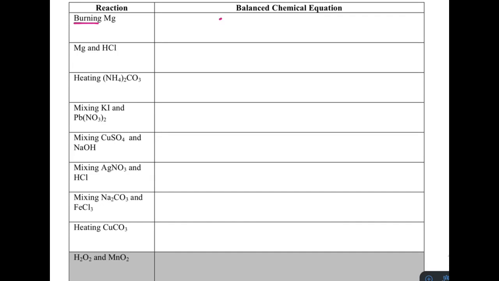We start off with magnesium, and in terms of state of matter, you know through your observations that the magnesium ribbon was a solid, so we put a subscript solid there. And then we need to add the oxygen to this process because it's a combustion reaction. And then we were left with a white powder, and that was magnesium oxide.